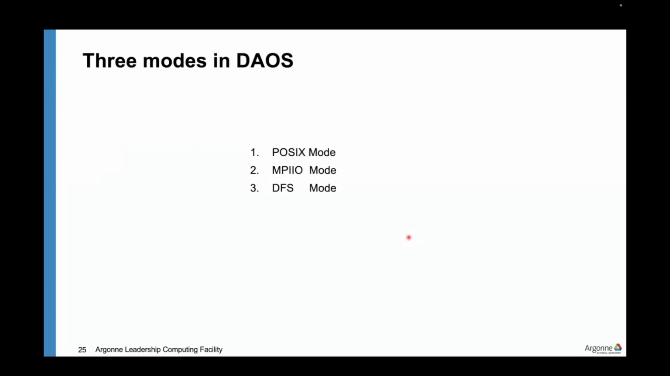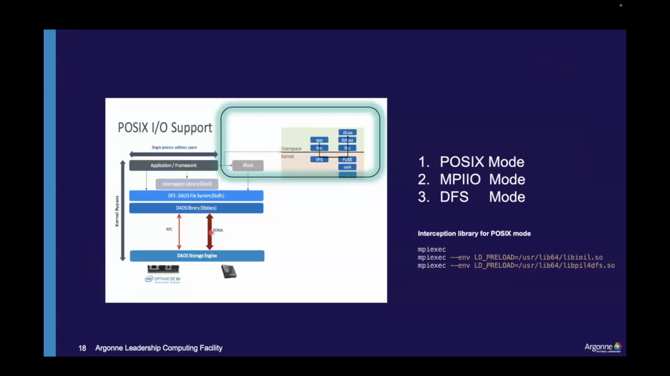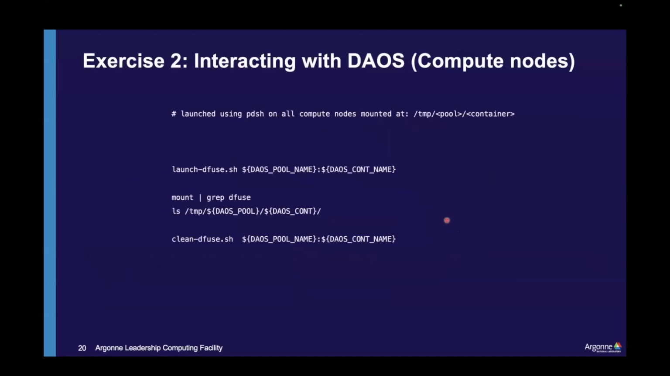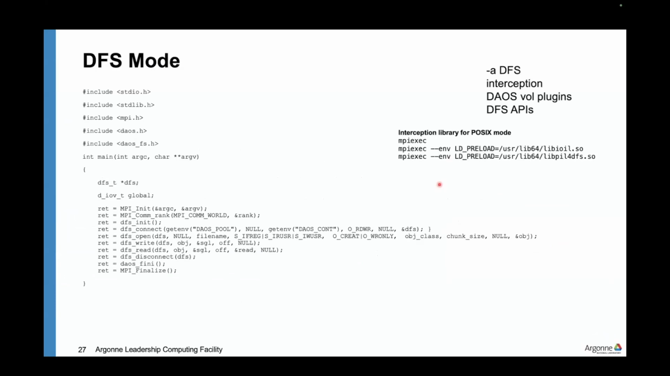And the third part is the DFS mode. Note that this DFS mode is very close to the native file system, and it'll be faster. The third mode, DFS mode, can be achieved in multiple ways. The first one is if you use this libpil4dfs interception library on the POSIX container, you would eventually get performance as close as the native DFS.